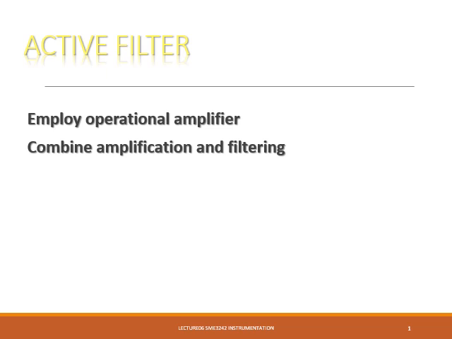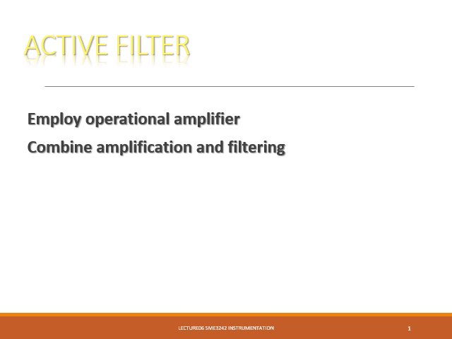Our topic today is on active filter. What is the difference between active filter and passive filter? The difference is active filter employs operational amplifier in the circuit, while passive filter only has simple resistor and capacitor. By employing operational amplifier, the circuit now will require external power supply in order to work. Therefore, now the circuit has become an active circuit. So that's why the active filter got its name.